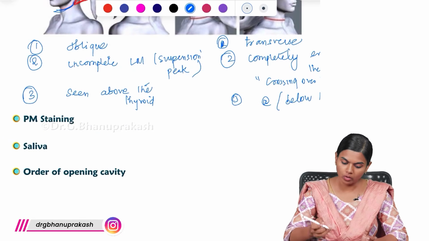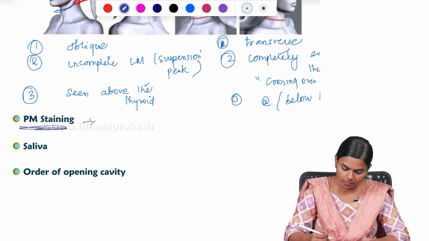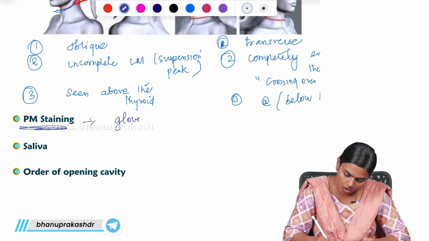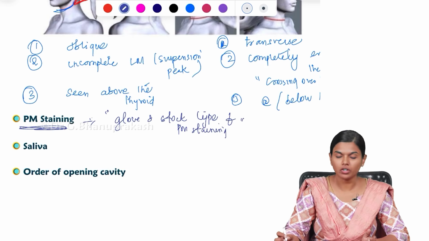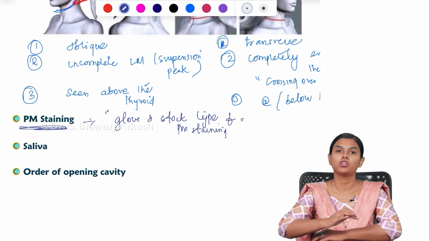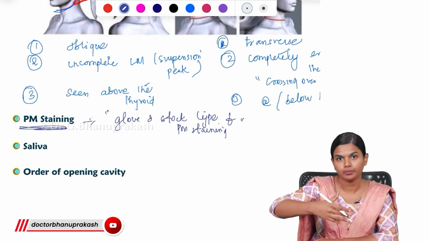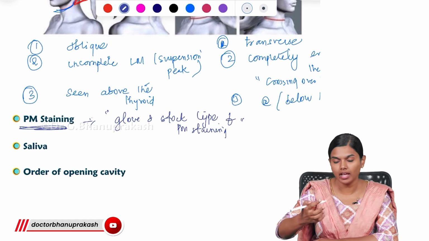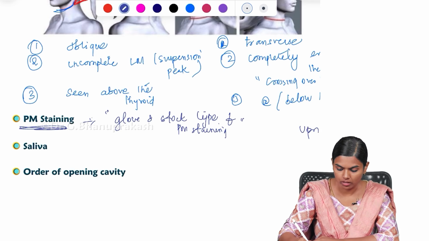Up next, what we are going to see is postmortem staining. Postmortem staining has one name: the glove and stocking type of PM staining. Why? Because when a person is hanging, if the person is suspended, what will happen? They will be in an upright position, right?